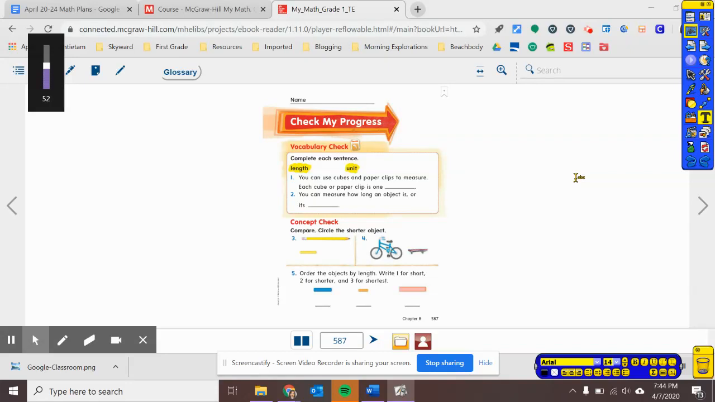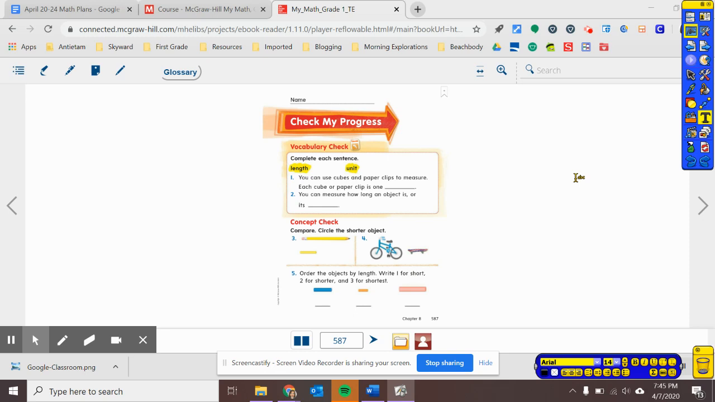Hello, first grade. Today we are going to be doing a Check My Progress for Chapter 8. So I need you to make sure that you have your pencil ready to go, and then you have your math book sitting in front of you. You're going to turn to page 587.